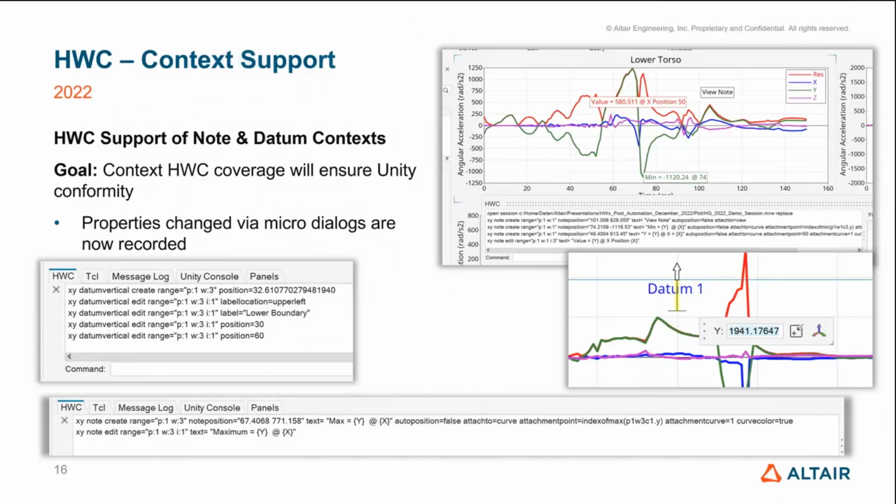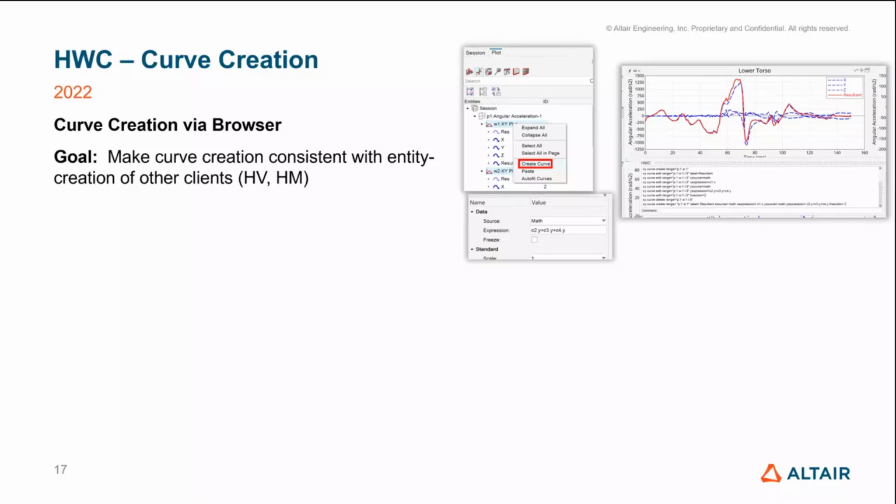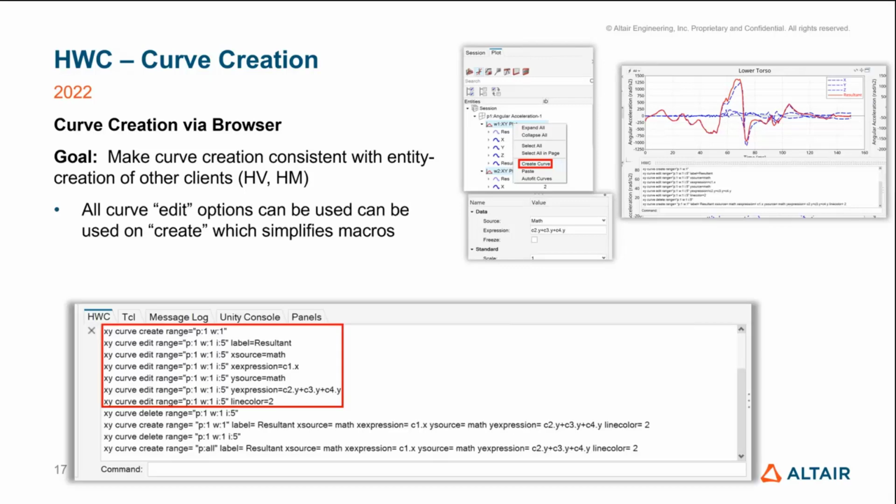So the curve creation, that was a huge step forward. We now support in HyperGraph the creation of curves in the browser. This was also driven by HWC. If I click on a window and create a curve, this curve will be created. Then I modify it in the entity editor. This, of course, triggers a command as soon as I click in the entity editor.